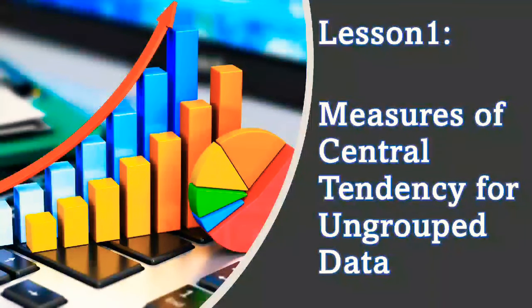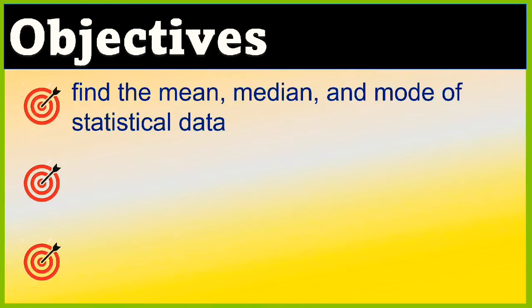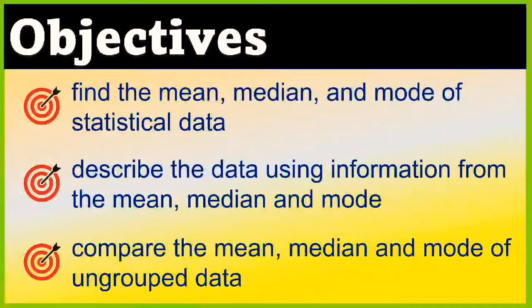At this moment, let's begin our discussion to the different measures of central tendency for ungrouped data. Let's get to know first the following objectives. Find the mean, the median, and the mode of statistical data. Describe the data using information from the mean, the median, and the mode. And last but not the least, compare the mean, the median, and mode of ungrouped data.